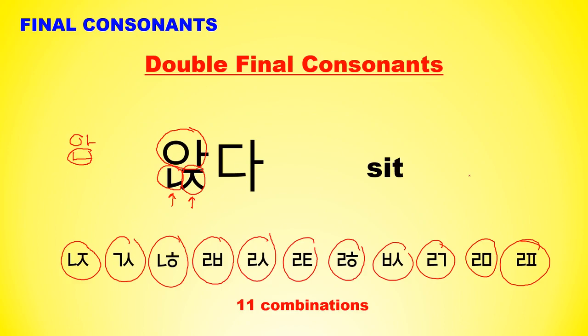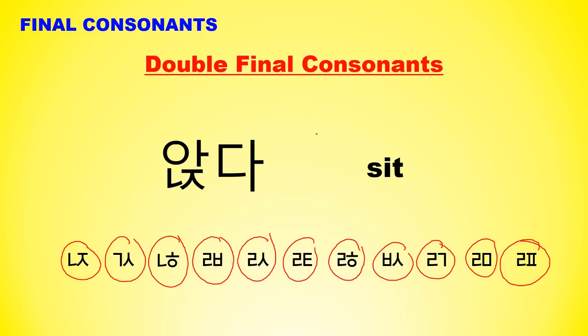As a word of advice, I do not recommend for you to memorize these 11 combinations right now. In fact, there is no need to remember all these combinations, because when you start memorizing vocabulary words, you will naturally remember the double final consonant that is unique to that vocabulary word. So please don't memorize all these 11 combinations.